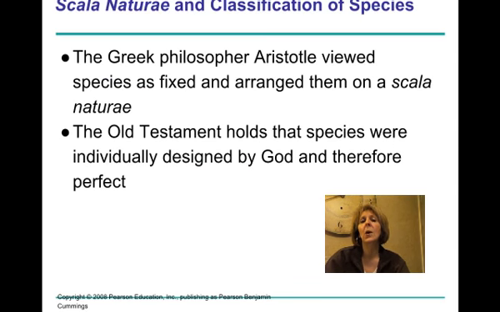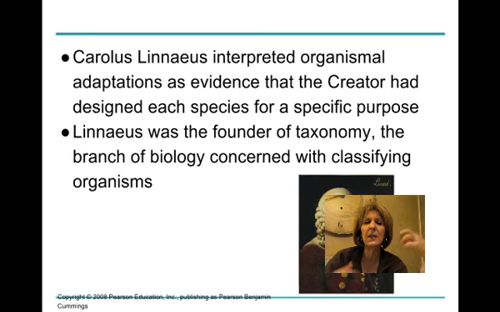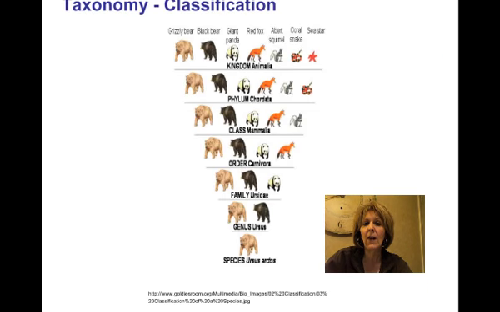So before Darwin, we had the Greek philosopher Aristotle and also the Old Testament holding forth the idea that species were created by God and they were static and unchanging. A guy named Carolus Linnaeus actually classified these organisms. He's the father of taxonomy. He gave the idea that every organism should have a genus and species name. We call that binomial nomenclature, and also gave big classification groups for every living thing on earth.